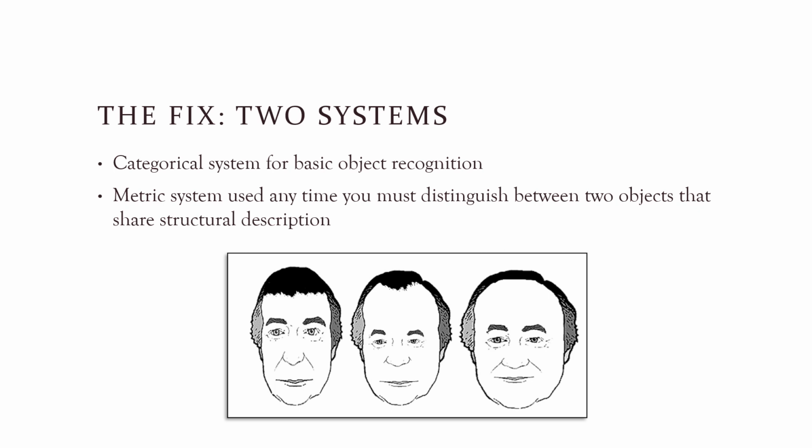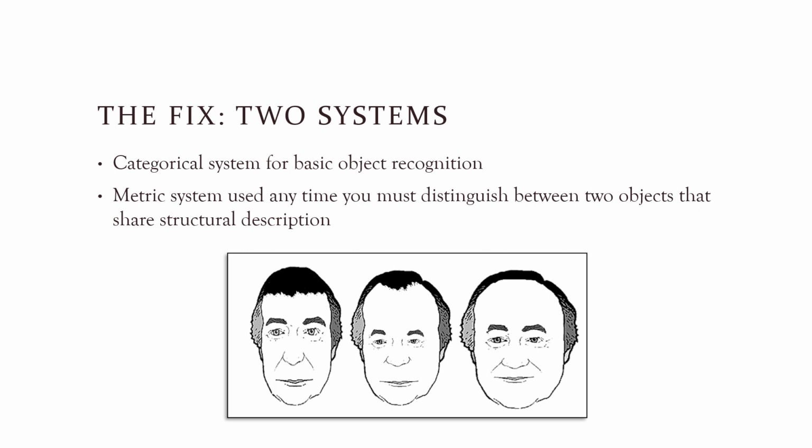So you've got this categorical system that's really good for just that basic level object recognition. But then when you need to do these finer distinctions, when you need to tell the difference between two people's faces, for example, you're going to switch to this other system, calling it the metric system, which is maybe confusing because we have the metric system of centimeters and meters. That's not what I mean here. I just mean it's more precise.